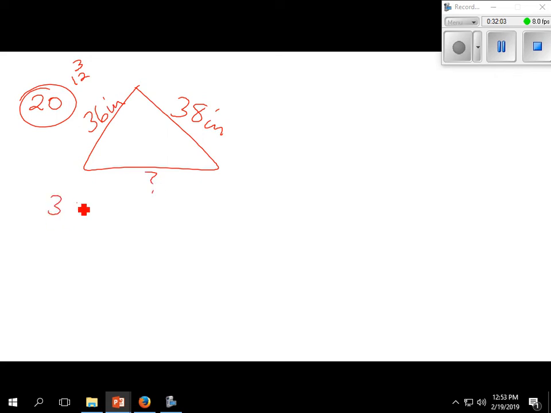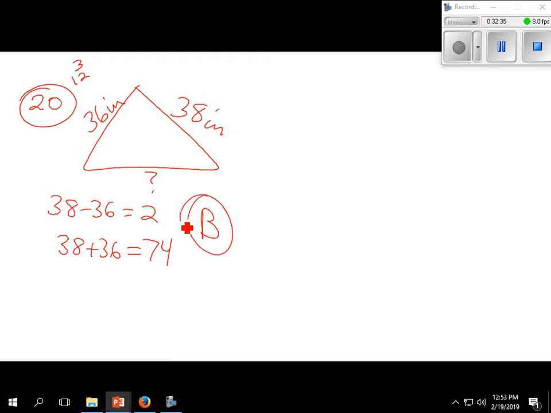Lowest it can go is 38 minus 36. So that's 2. The highest is 38 plus 36, and that is 74. So it's got to be between 2 and 74. We look at the answers. 1's not between 2 and 74. 58 is, so B will work. C is 93. That's not between 2 and 74. D is 80. That's not between 2 and 74. So B is the only answer that will work.